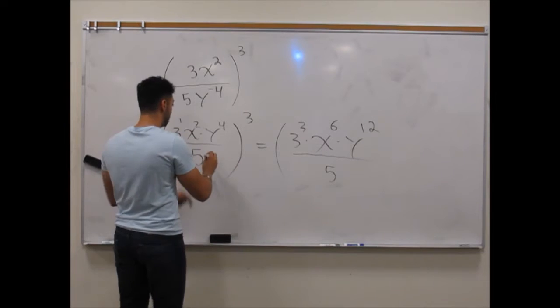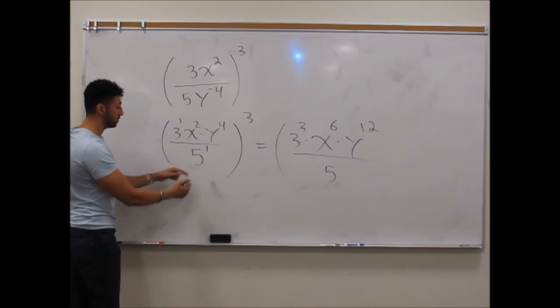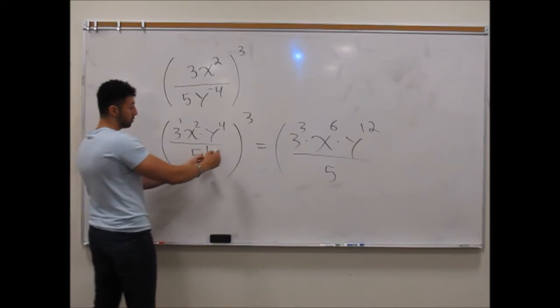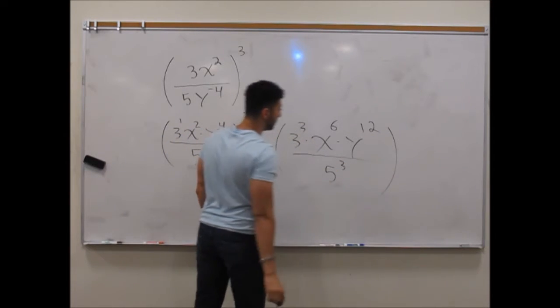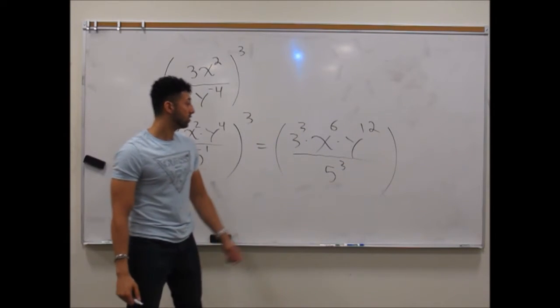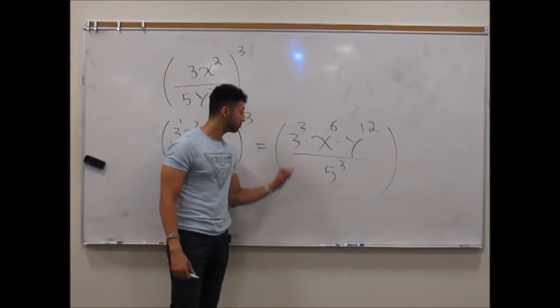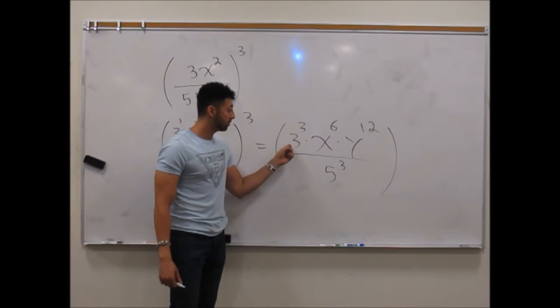And then you got to consider the bottom also, right? The power on the 5 is 1. So we're going to multiply those together. That would be 5 to the 3rd power. So we get this. You can't simplify the variables down, so we're just going to go ahead and take care of the numbers.